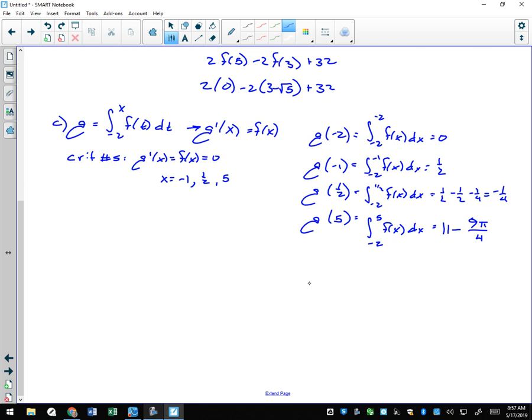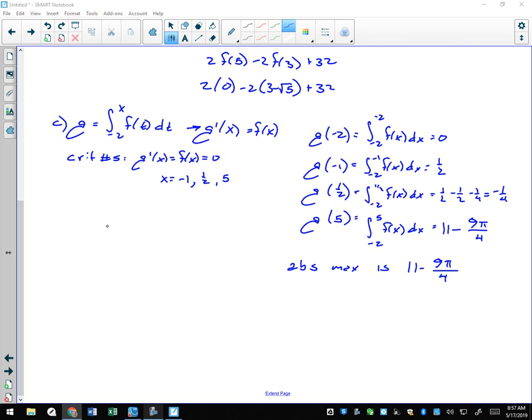to see which one was the most positive. You could also look at the area. There's enough positive area from 1/2 to 5 to overcome whatever happens before 1/2. This is my absolute maximum, and so I would just say the absolute max value is 11 minus 9 pi over 4, and I am now done with part C, and let's see, part D, let me scroll down.